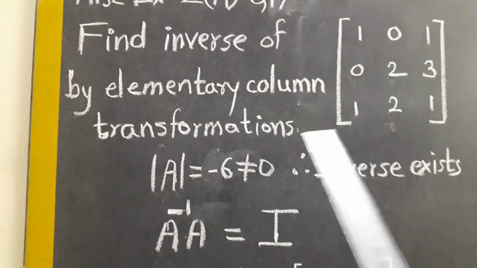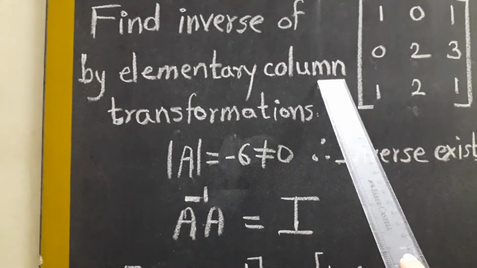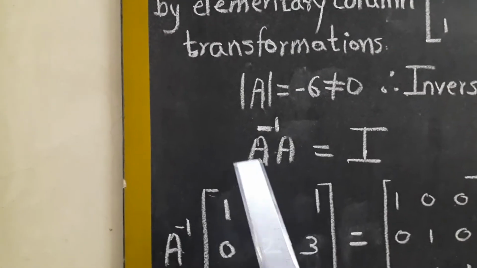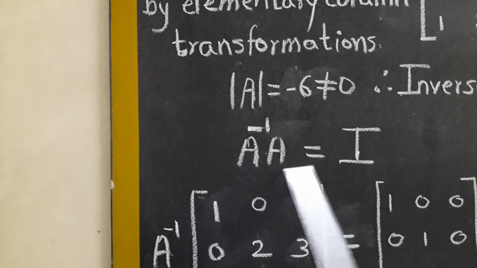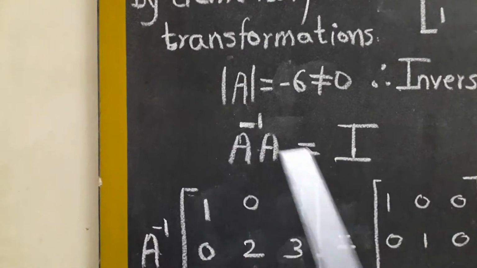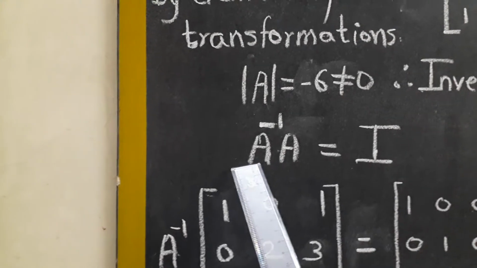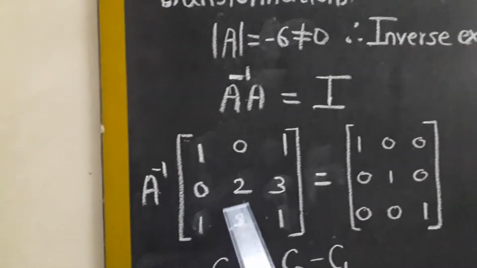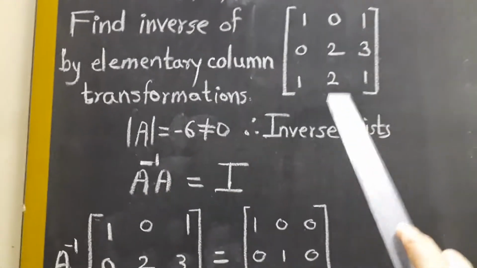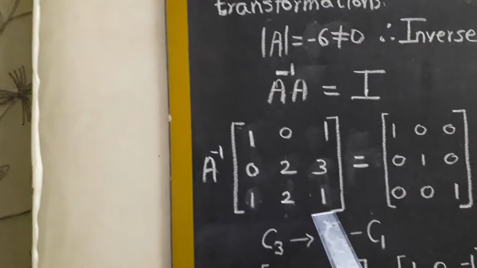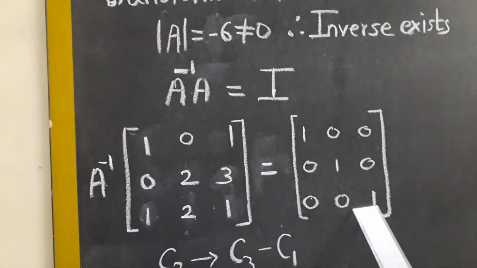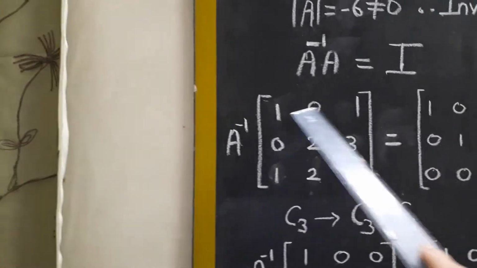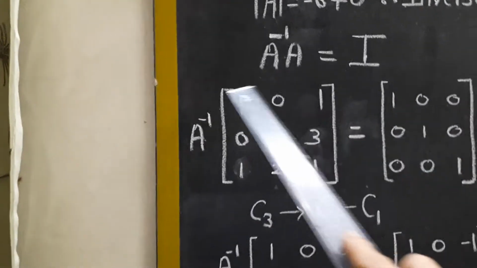And now, since they have told you to find it by column transformations, we will consider the identity as A inverse into A is equal to I. Here we are going to write A inverse first. Now, A inverse multiplied by the given matrix, we are just writing it as it is here, and is equal to identity matrix.